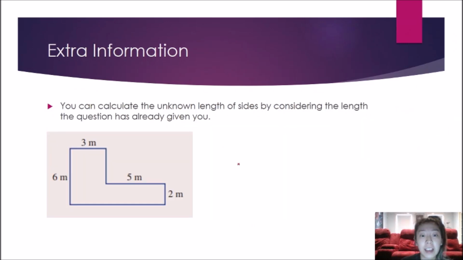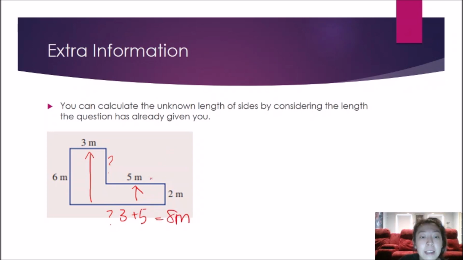You can calculate the unknown sides, meaning a missing value on a length, by looking at what the question has already given you. If we have a look here, this one's 2 meters, this one's 5, this one is unknown, this one's 3, and this one's 6. To get this one, you need to look at the two above. This one here is 3, this one here is 5. So to get this one, it would be 3 plus 5, which is 8 meters.